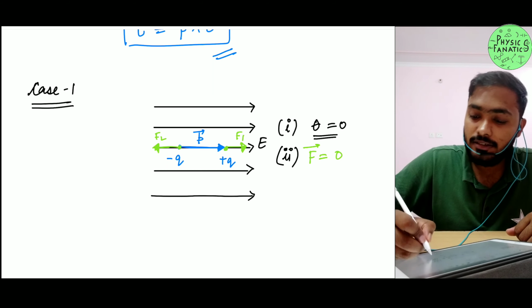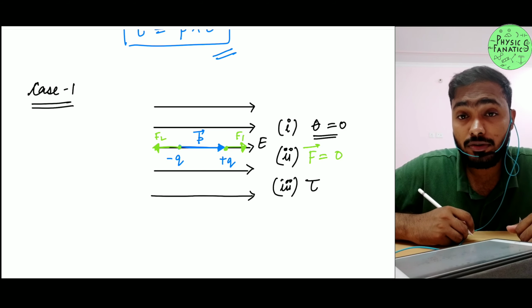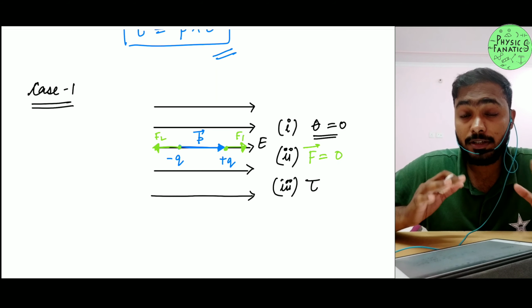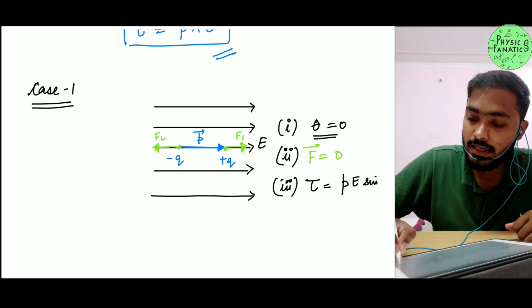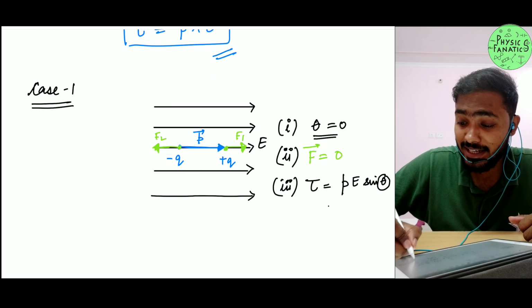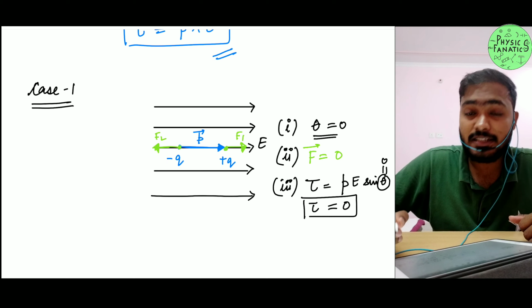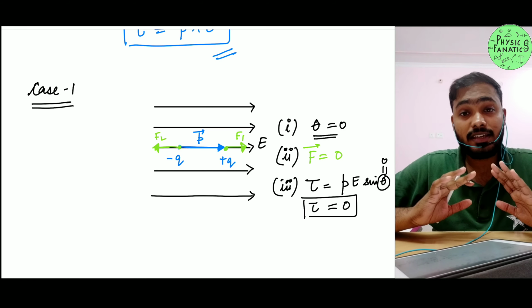Great. The third thing is your torque. What will be the value of torque? I know the value of torque is given as pE sine theta, and I know the value of theta is 0 and sine 0 is 0. So can I write the value of torque to be 0? The value of torque is 0 because the angle between them is 0. So torque is 0.